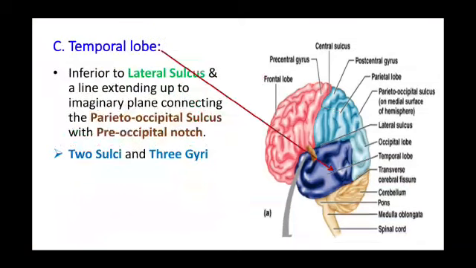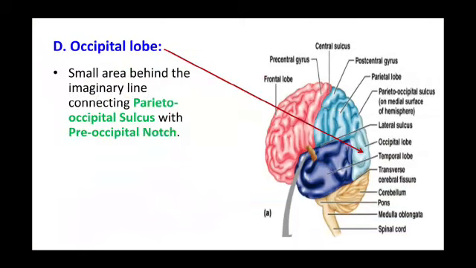The temporal lobe lies inferior to the lateral sulcus and a line extending up to an imaginary plane connecting the parieto-occipital sulcus with the pre-occipital notch. This lobe contains two sulci and three gyri. The occipital lobe is a small area behind the imaginary line connecting the parieto-occipital sulcus with the pre-occipital notch.